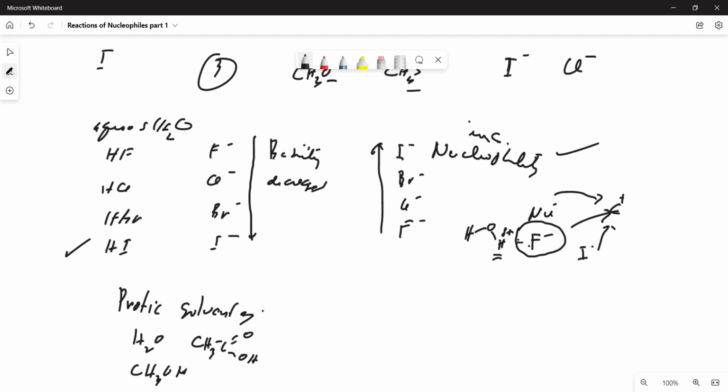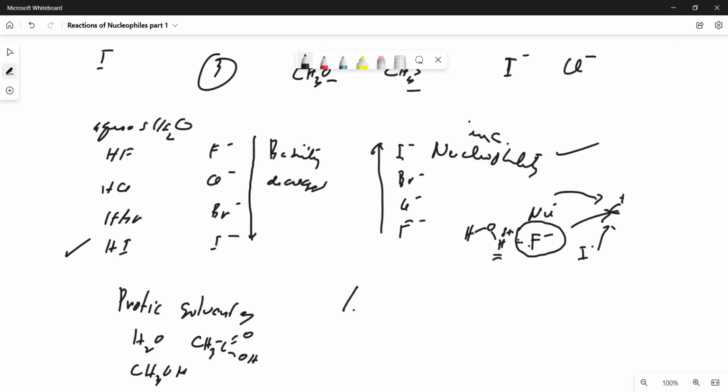in SN2 reaction, you need a very strong nucleophile, right? So strong nucleophiles should be negatively charged. And negatively charged nucleophiles are also strong bases. So therefore, if you place these nucleophiles in protic solvents, the rate of SN2 reaction will slow down. So that's why SN2 reaction is not enhanced using protic solvents. SN2 reaction is enhanced using aprotic solvents.